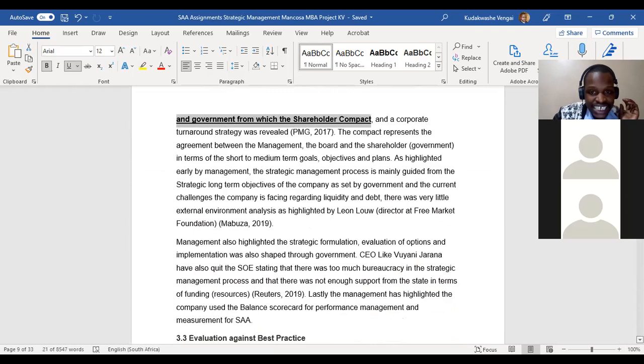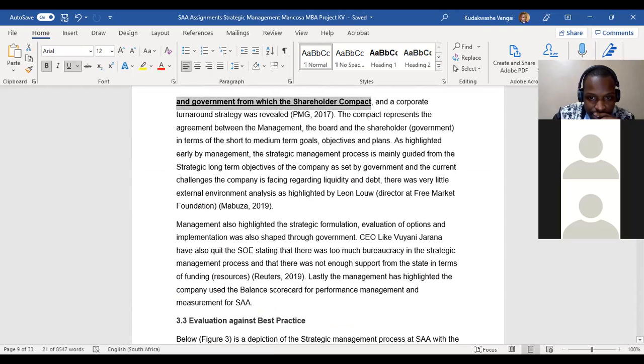Let's see. There's something that I wanted. Okay. You can see the statement over here. Management also highlighted that strategic formulation, evaluation, and options was shaped by the what? Was shaped by the government. Something that I also wanted to tell you.